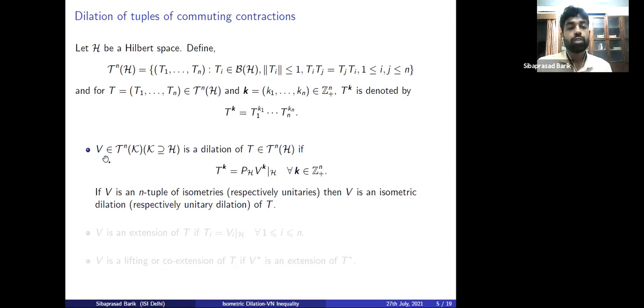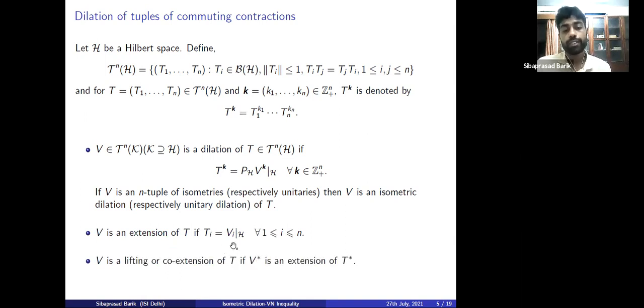An n-tuple of commuting contractions V acting on some Hilbert space K is called a dilation of an n-tuple of commuting contractions T if, as previously, T^k is the compression of V^k, but here k is a multi-index, and T^k and V^k are defined in this way. When V is an n-tuple of isometries, then V is an isometric dilation of T, and if V is an n-tuple of unitaries, then V is a unitary dilation of T. Here also extensions and coextensions are dilations: extension means extension componentwise, and coextension means V* is an extension of T*.